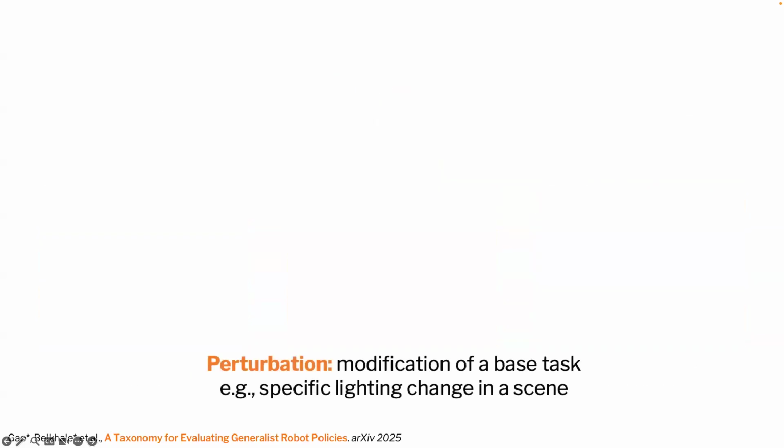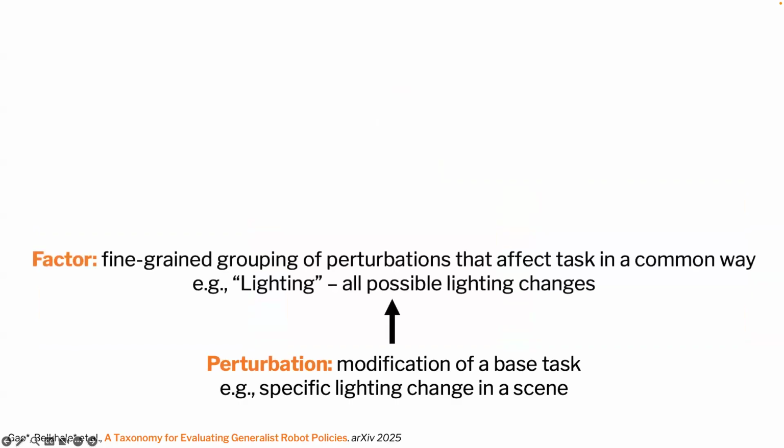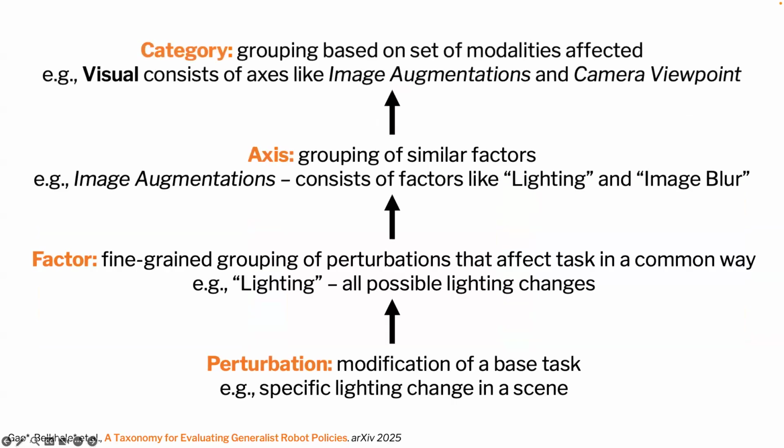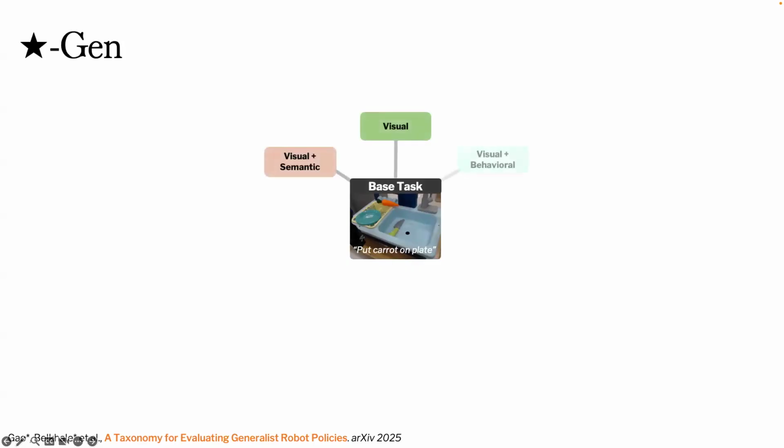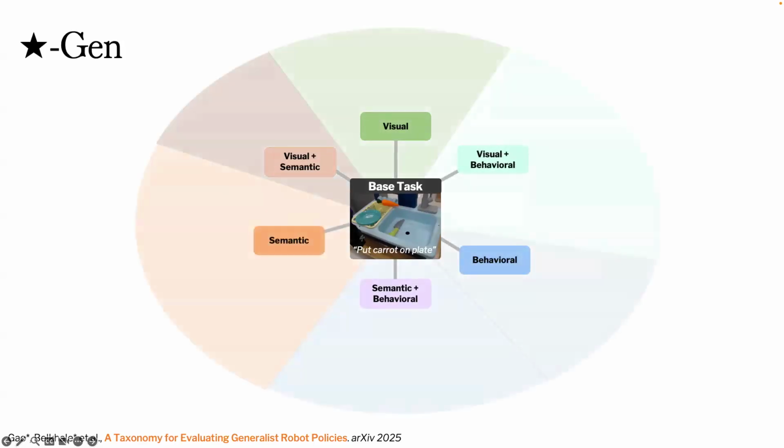The way you would do something like this is you start with a base task, which was put carrot in the plate. You define some sort of a perturbation or a modification on top of this base task. You group all of these perturbations into a broad factor, combine that into an axis, and then eventually into some categories, which is much easier to show in a visual way. So you start with a base task that looks like put carrot on the plate, and you define these three broad types of perturbations you can make for your task.